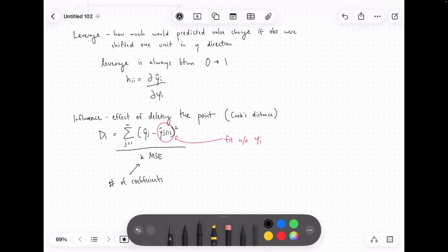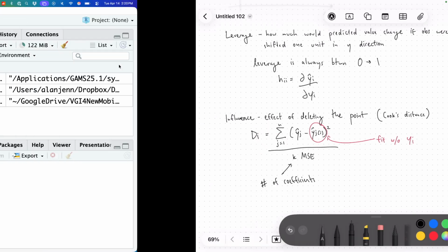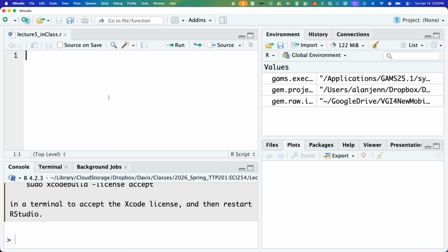Any questions about either of these or outliers in general? Okay, in which case, let's take a look at how we would generate these results from R.